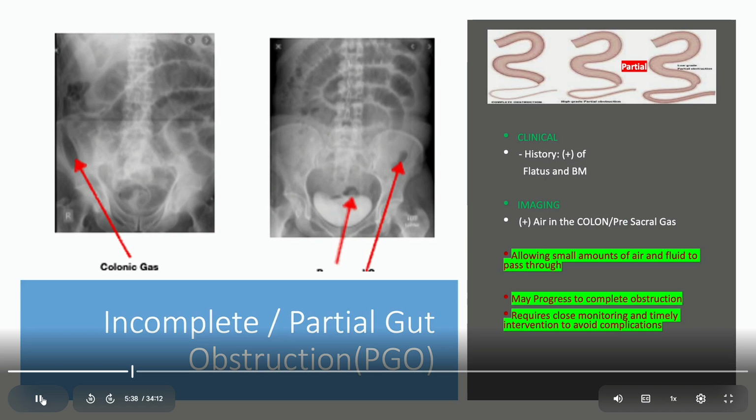Incomplete or partial gut obstruction is a condition where the intestinal lumen is partially blocked, allowing some passage of intestinal contents beyond the point of obstruction. Thus, the patient claims to still be able to pass out flatus or BM, and the X-ray demonstrates air appearing as black or lucency on the area of the rectosigmoid, which is the most distal part of the gastrointestinal tract that can be visualized on X-ray. This condition may progress to a complete obstruction, thus requires close monitoring and timely intervention to avoid complications.